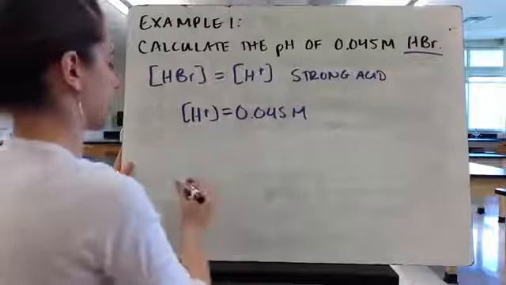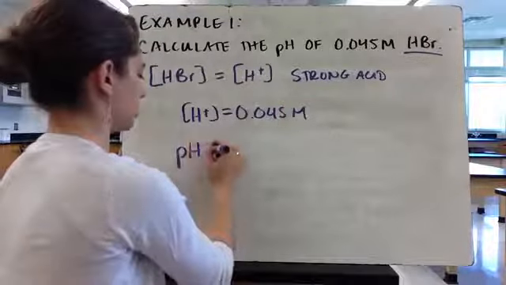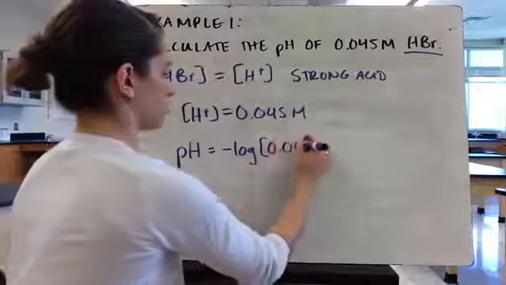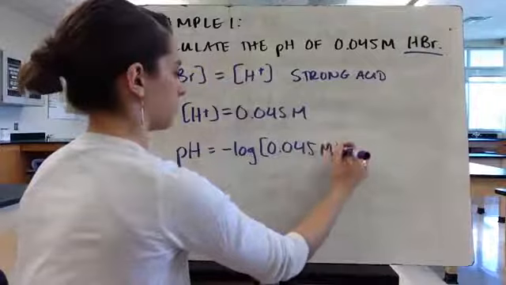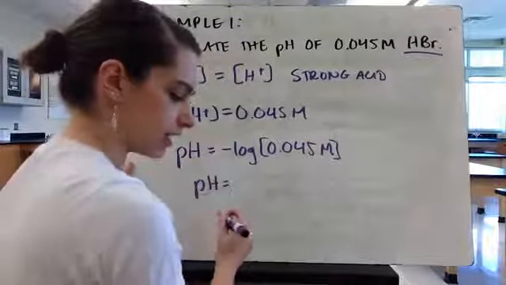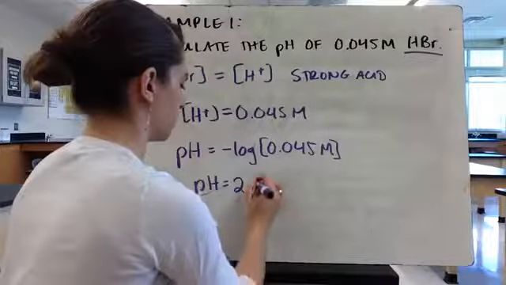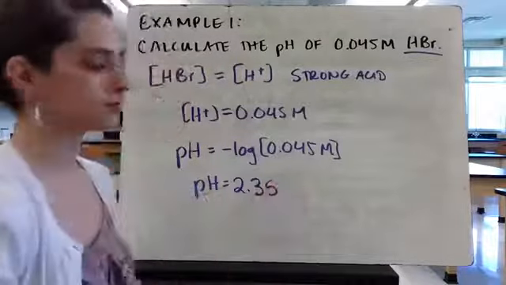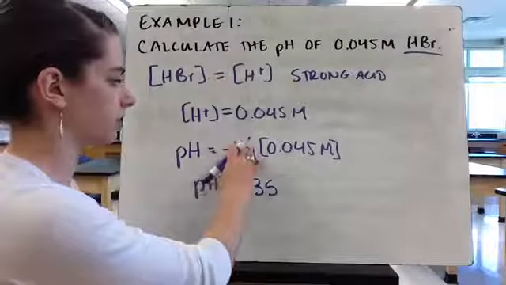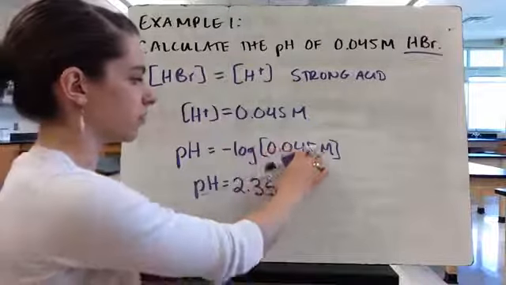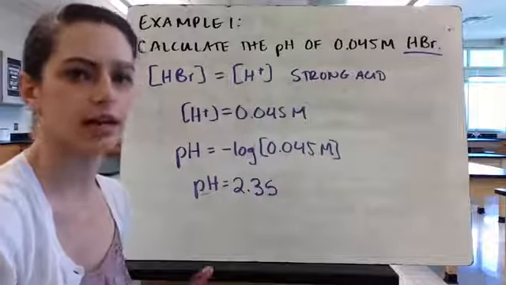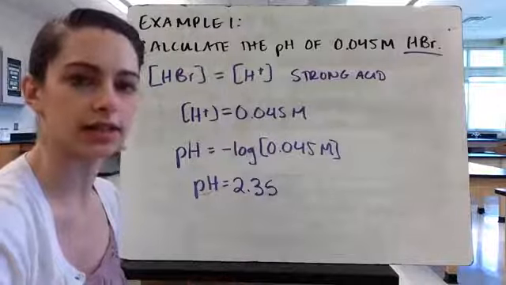And my question asked me to calculate pH, so pH is equal to the negative log of 0.045 molar, which means my pH is 2.35. That's all it is. So I type this into my calculator, negative log 0.045, and my calculator would tell me that the answer is 2.35. And there aren't units on pH, so that's our final answer.